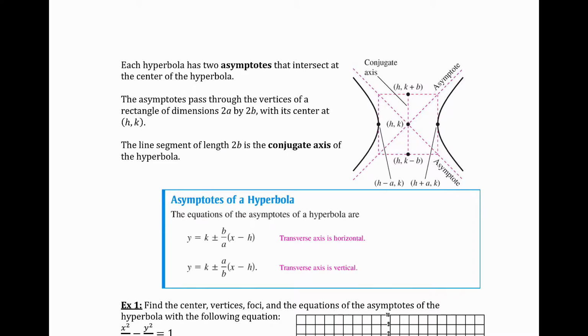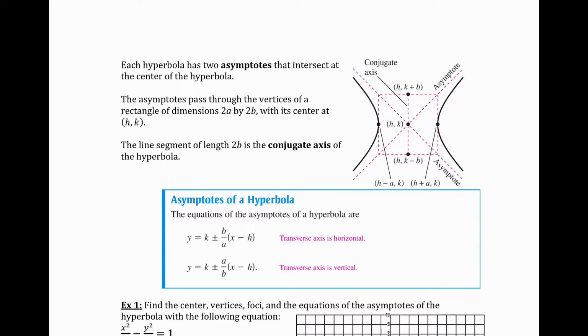You may have noticed in the last couple of examples we didn't get very precise with how we're drawing our hyperbolas. So we're going to add a detail to help us make our hyperbolas even better. Each hyperbola has two things called asymptotes. We've dealt with asymptotes before, but never really quite like this.